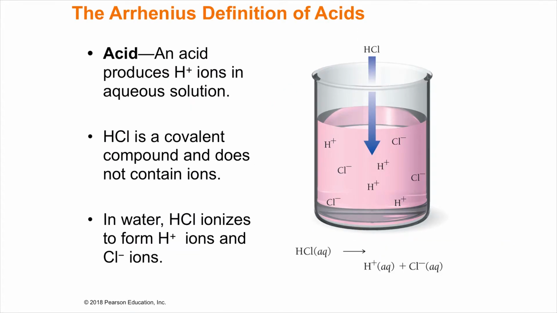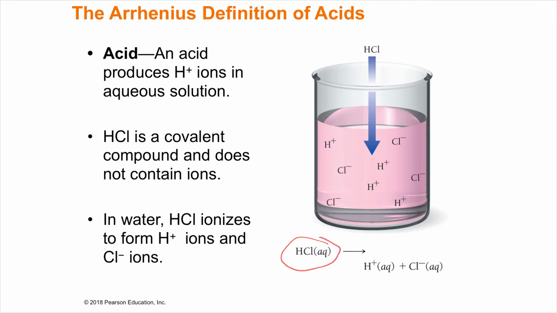So there are a couple of definitions of acids. We're going to look at two. One is called the Arrhenius definition of an acid. And in this definition, the acid is something that when it is dissolved in water produces hydrogen ions. And that's the definition we used when we named acids. So it had to have hydrogen in it.